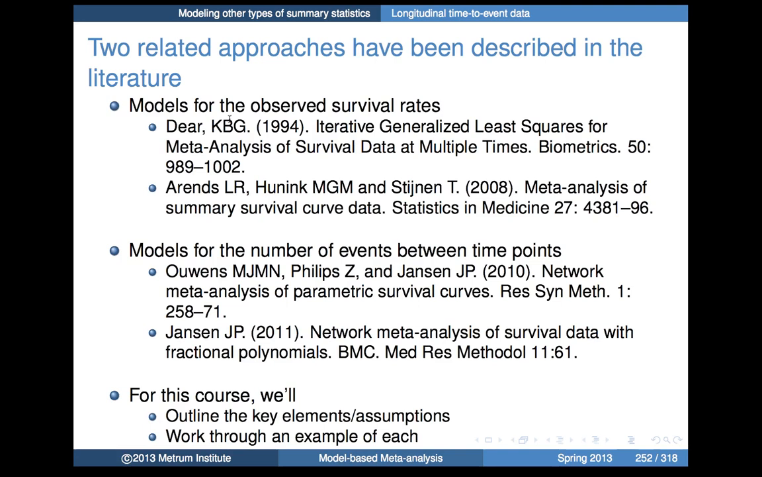The difference really between these two approaches is that the first paper uses parametric survival curves, and we'll focus on using those in our analysis as well. And the second approach talks about using semi-parametric or fractional polynomial models to describe the underlying hazard functions. Similarly, the models of Dear are really more like ANOVA kinds of models over time, and Arends and colleagues extend those to using parametric survival models.